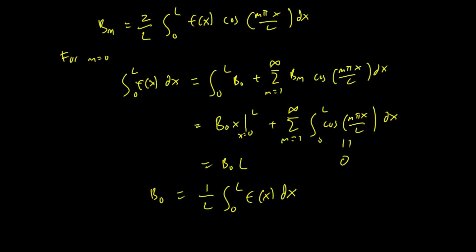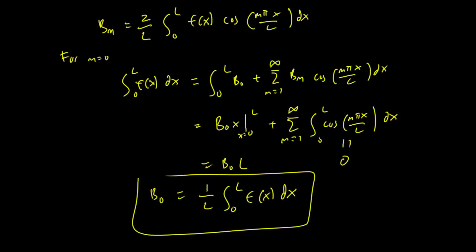So in fact we have b naught equals 1 over L times the integral from 0 to L of f(x) dx. If you don't see why all these terms go to 0, I encourage you to take the time to calculate this integral. It's not very hard, and you'll get that for every n other than 0, the integral of this cosine is equal to 0. But anyway, you get b naught equals 1 over L times the integral of f(x) dx. This is the only difference really with the sine case.